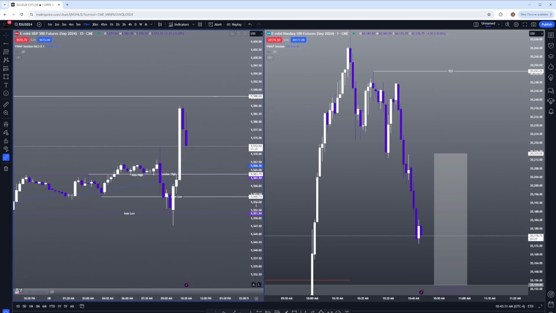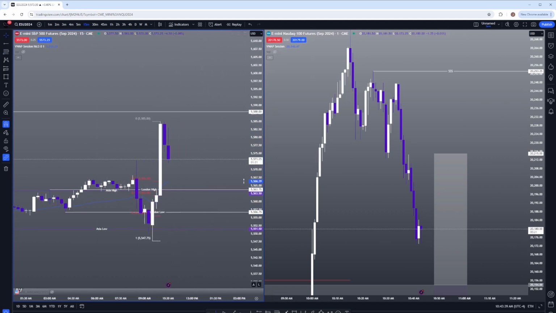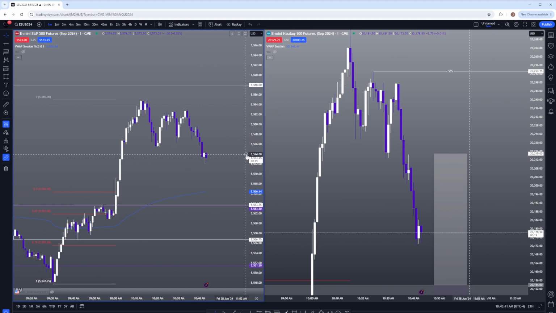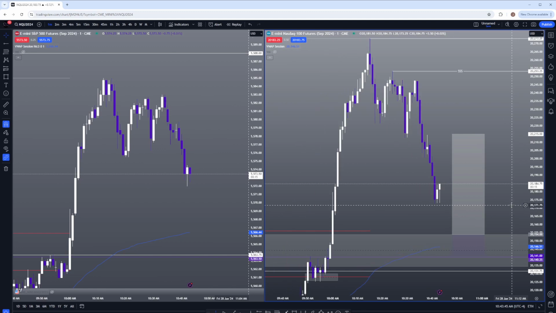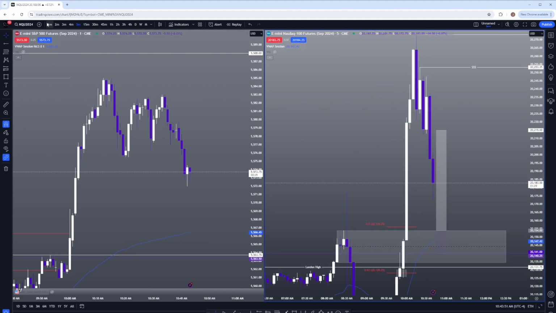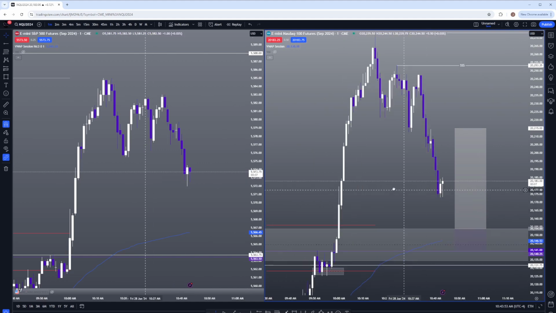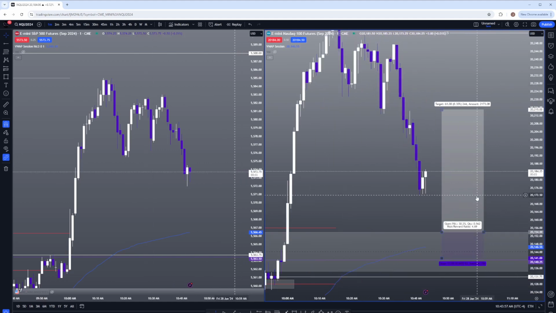Same thing looking at ES. We can do the same thing here, the high of ES to the low. See if ES wants to trade back down into that discount as well. So that's what I'll be waiting for.